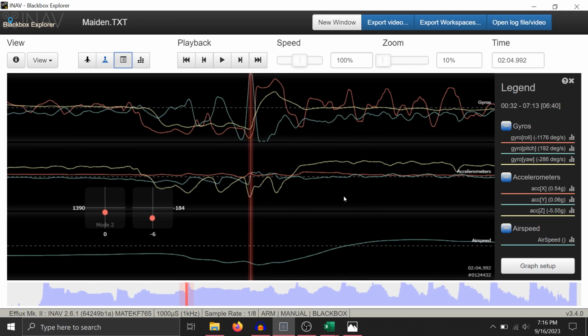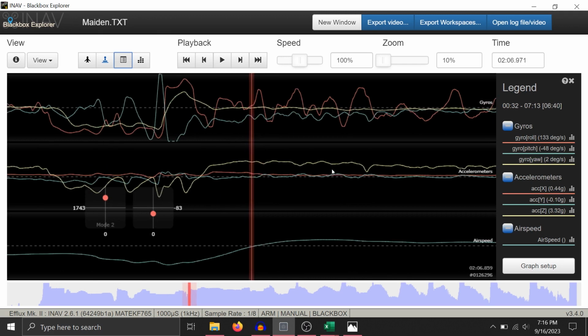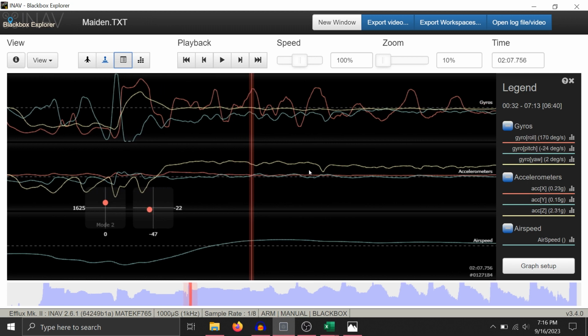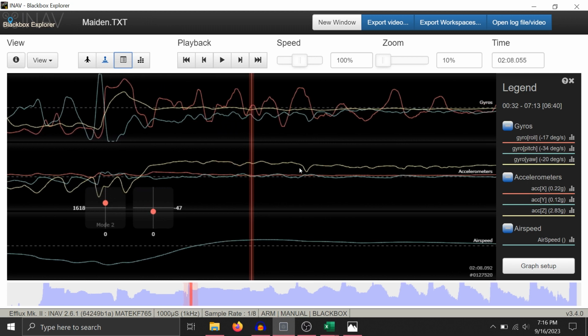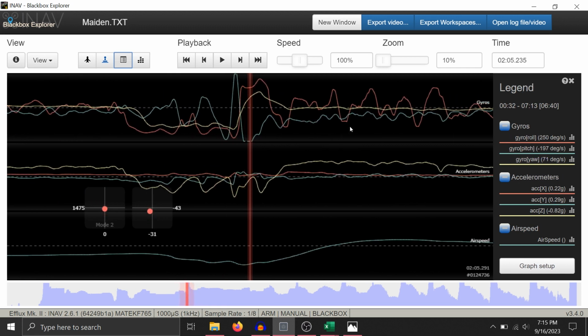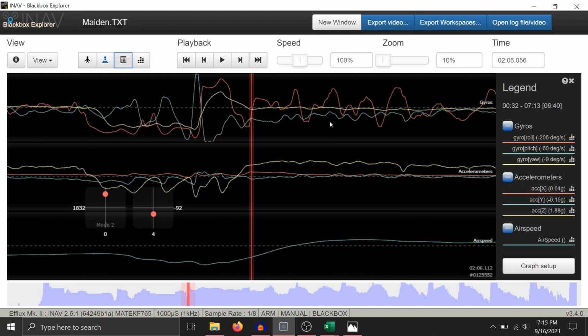So yeah, we were pulling some pretty serious inverted G's there. And then during the recovery here, you see maybe 3.5 G's, probably close to that edge of stall for what the airspeed was there. And just more of those roll oscillations coming out of it as well. This was one of the sketchier parts of the flight, definitely.